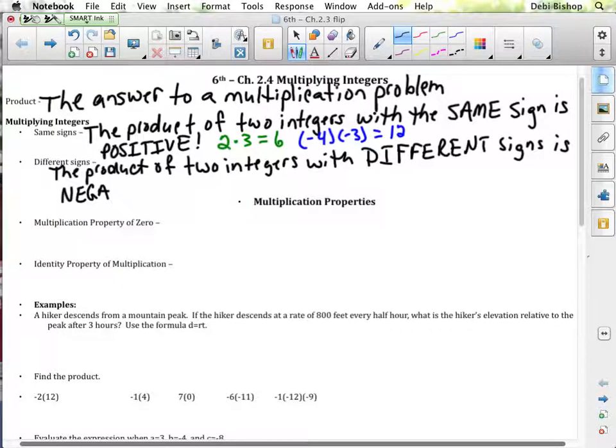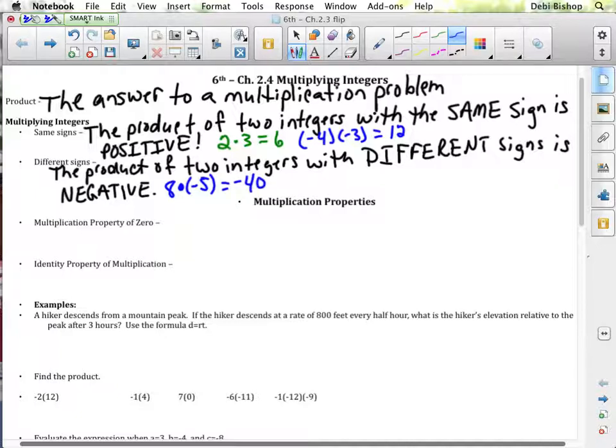Bear with me in my spelling. So, for example, if we have 8 times a negative 5, so you can see you have a positive and a negative, again this is a dot, then you're always going to get a negative answer.